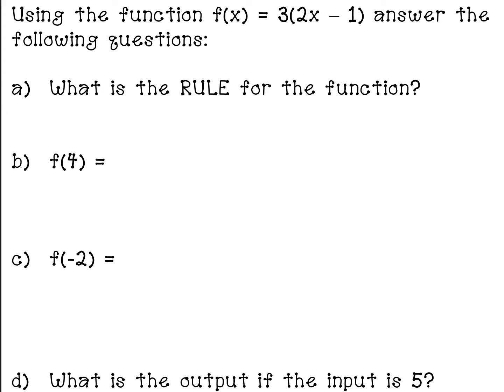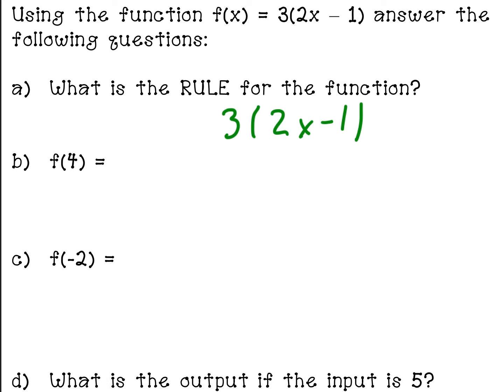Let's look at an example. Use the following function, f of x is equal to 3 times the quantity 2x minus 1, to answer the following questions. Part A. What is the rule of the function? Well, the rule is the part that is on the other side of the equal sign from f of x. In this case, 3 times the quantity 2x minus 1.